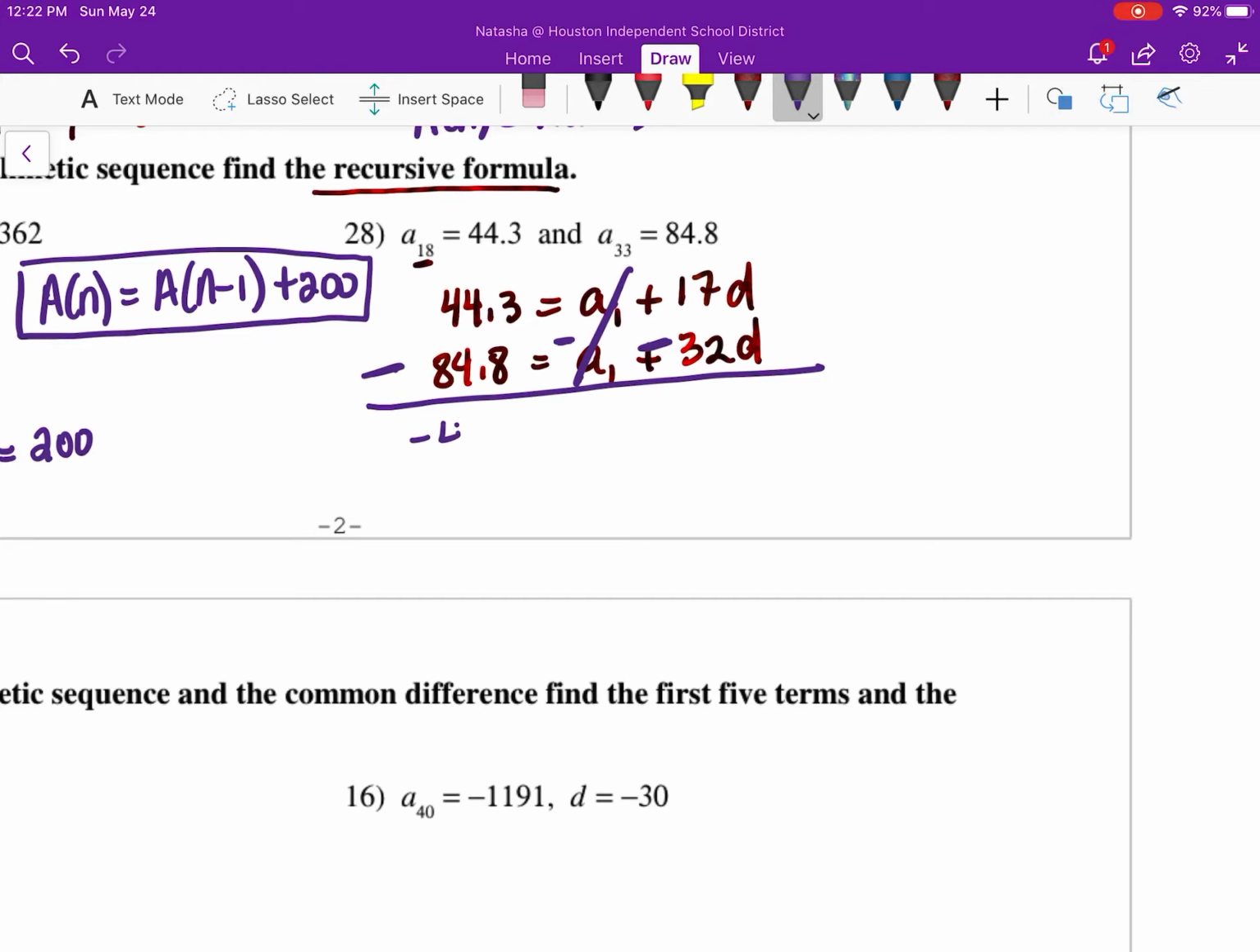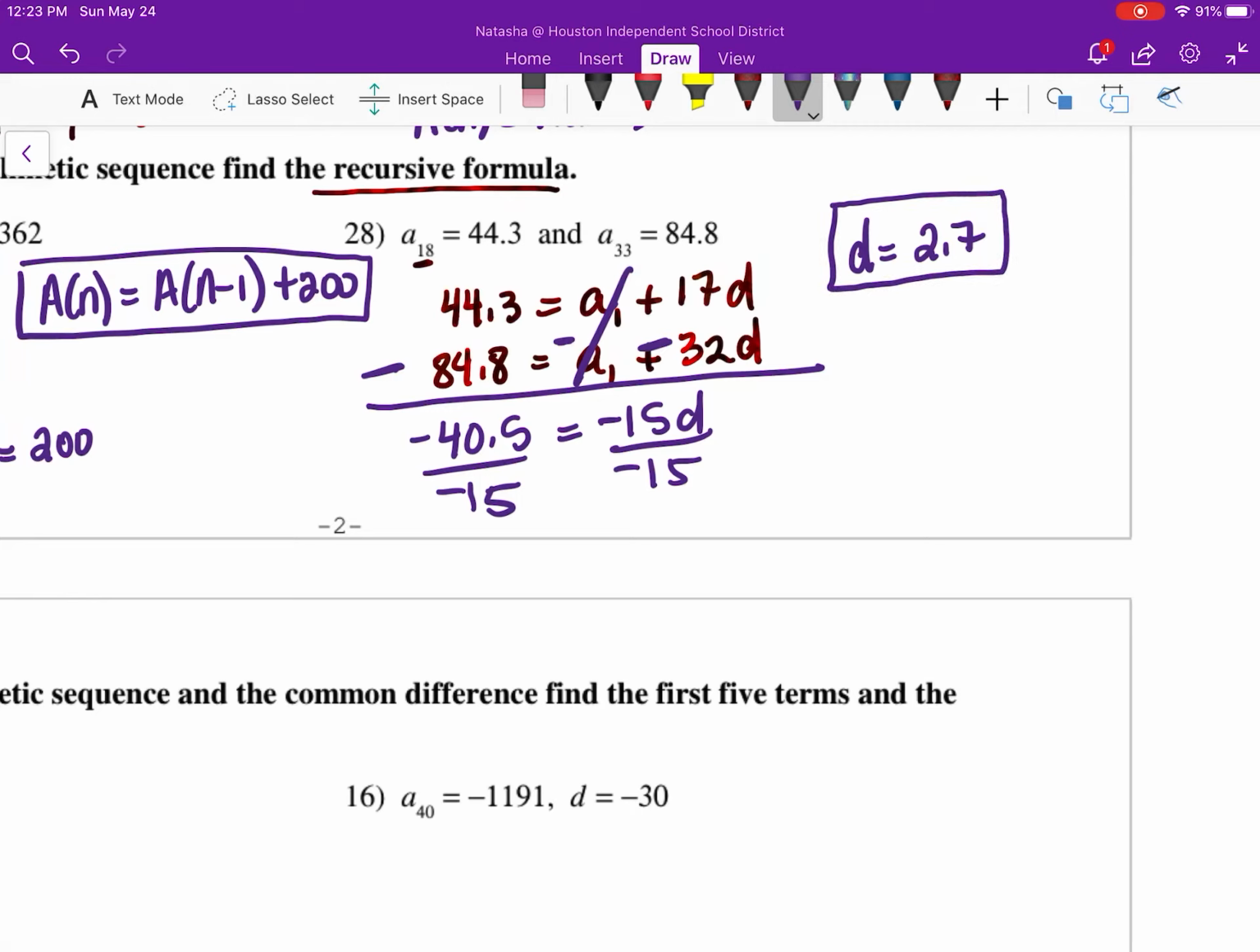So we've got 44.3 minus 84.8, which is going to give me negative 40.5. That's going to be equal to 17 minus 32, which is going to give me negative 15d. Divide by negative 15. So 40.5 divided by 15 gives me 2.7. So our common difference is 2.7, or is that a fraction? It is a fraction, of course. We can say 27 over 10.